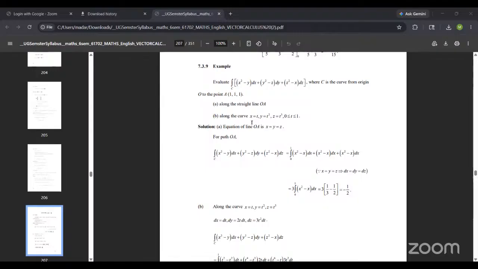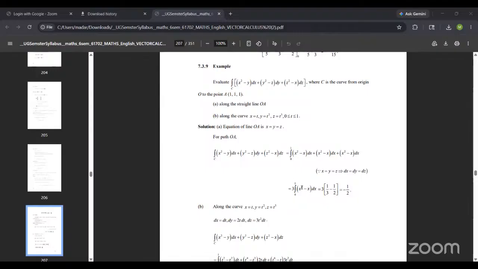The given equation of line OA is x equal to y equal to z. So the integral along OA of x square y into dx plus y square minus z into dy plus z square minus x into dz. Here they give x square minus x plus x square minus x and x cube, x square minus x into dx. Why? Because they gave that x equal to y equal to z along the line.